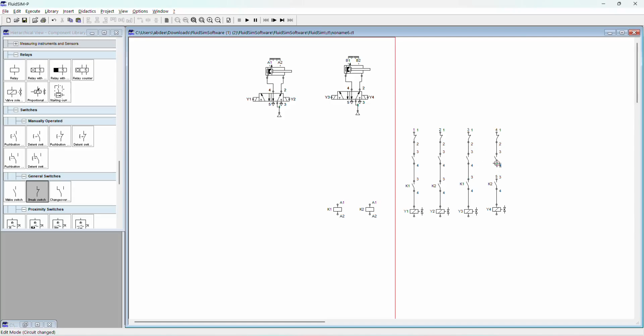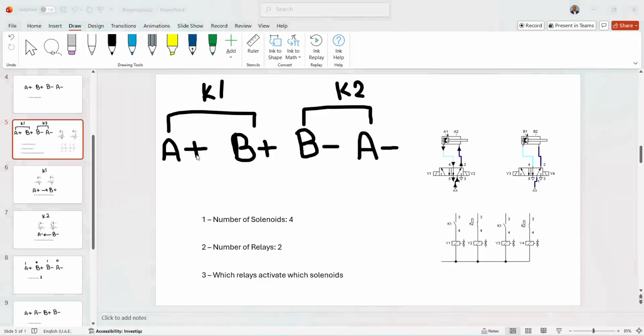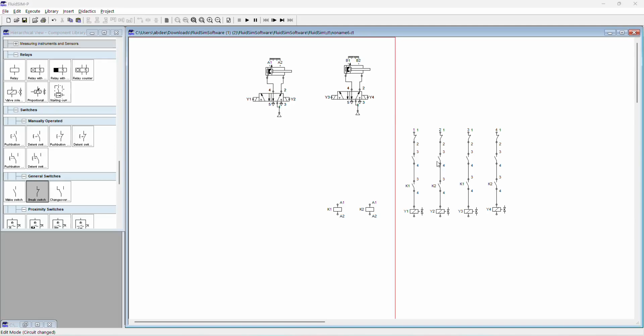We do the connections, and now it's time to name them. So starting with the first sequence, which is A plus, which also corresponds to solenoid Y1. So when do I want A to extend, or Y1 to be activated? We have two options. It's either limit switch A1, or limit switch B1, whenever both are retracted.